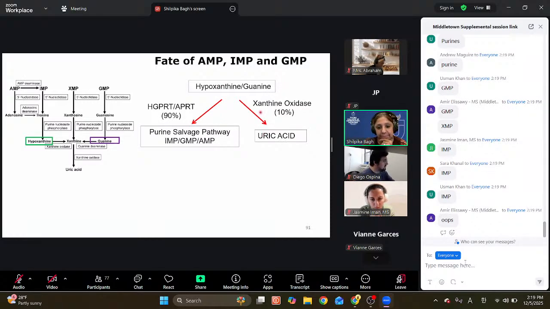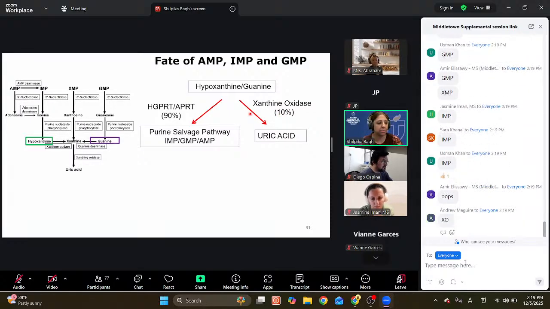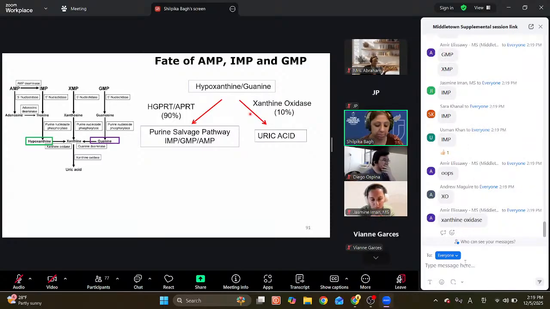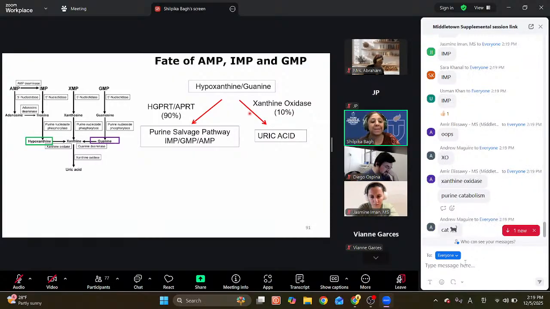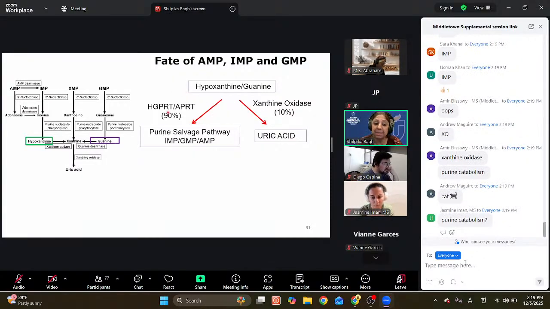What's the enzyme to form uric acid? Xanthine oxidase. So xanthine oxidase, do you want to keep it in purine de novo synthesis or purine catabolism? Where is xanthine oxidase? Purine catabolism. But 90%, look at this, they go into the salvage pathway. So this is the normal.